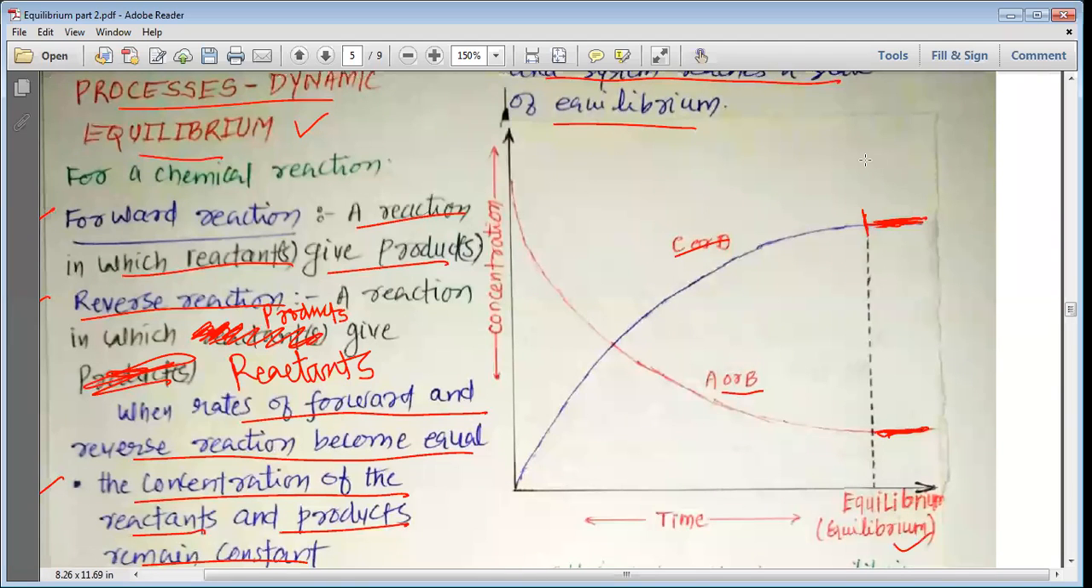Remember that at equilibrium two very important things take place. One thing is the rate of the forward and reverse reaction become constant. In the same way the concentration of the reactants and products also become constant, and now they do not undergo any kind of change. That is what you can easily understand from this graph.